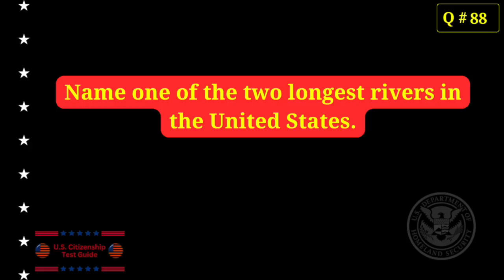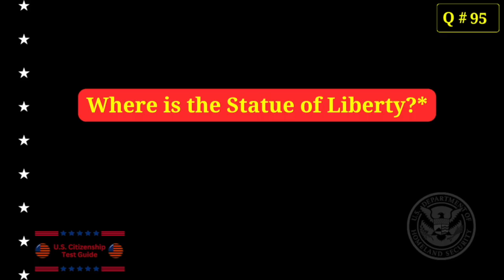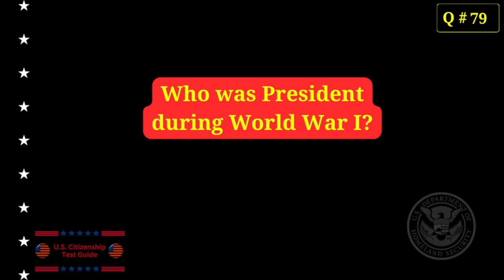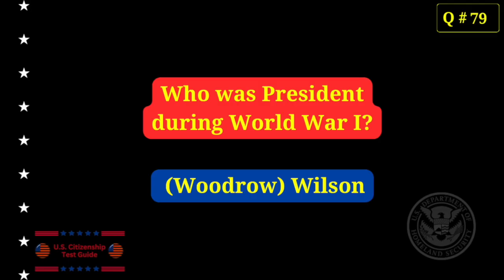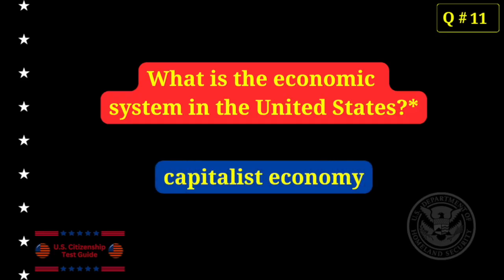Name one of the two longest rivers in the United States. Missouri River. Where is the Statue of Liberty? New York Harbor. Who was president during World War I? Woodrow Wilson. What is the economic system in the United States? Capitalist economy.